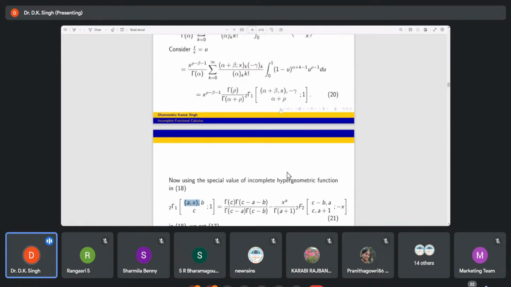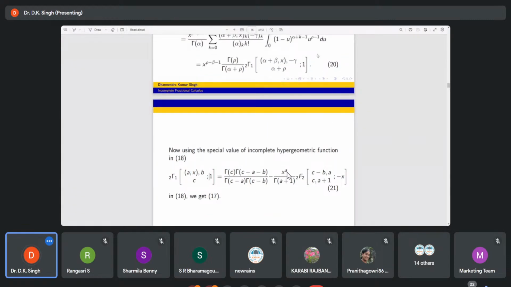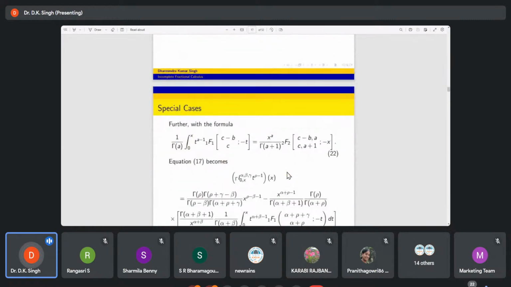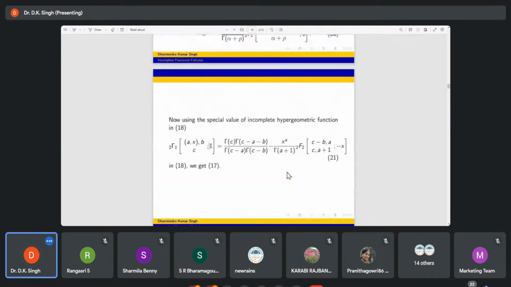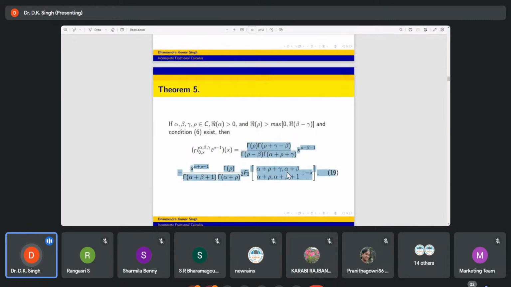If you put the place of x or z equal to 1 here, you will get this form: gamma c minus a minus b divided by gamma c minus a, gamma c minus b, minus x over a divided by gamma a plus 1, 2F1 to c minus b, a, c, a plus 1, minus x. So if you use this formula in equation 20, you will get this form, and this is your result, equation number 19.